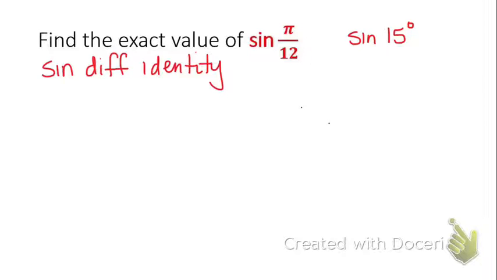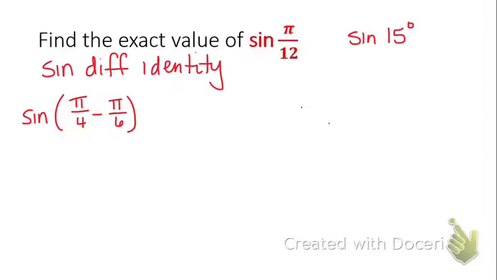So I want to do pi over 4 minus pi over 6 because I did pi over 3 minus pi over 4 first. So let's do 45 minus 30. So we're going to do the sine of pi over 4 minus pi over 6.